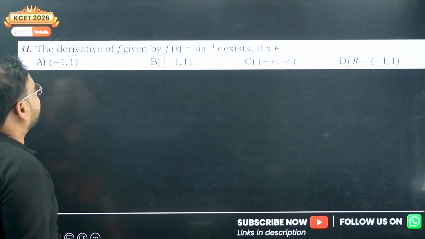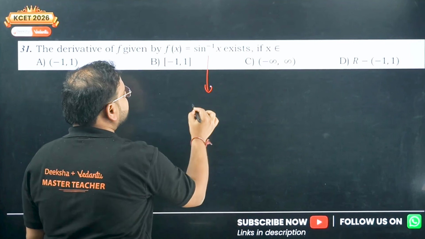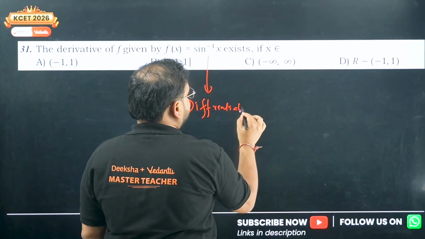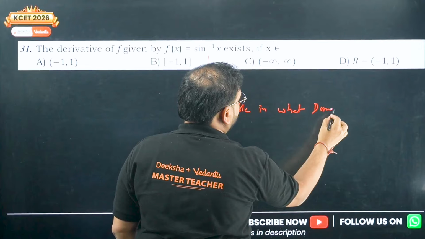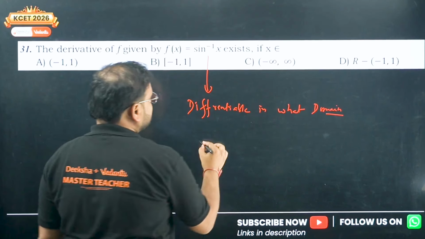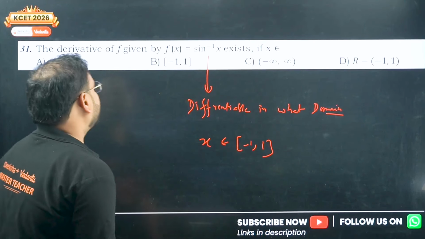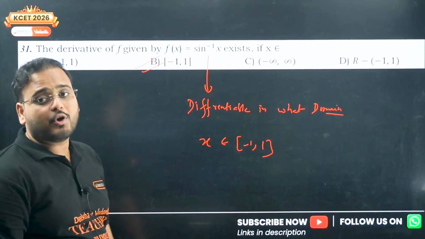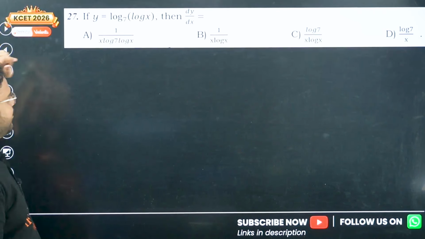The derivative of f given by f(x) equals sine inverse of x exists, means this function is differentiable in what domain? That's what they're asking us. Check here, sine inverse of x. The domain is minus 1 to 1. Option B is right. So you need to know, for some questions, your principal value branches as well, from ITF. Clear? Okay.